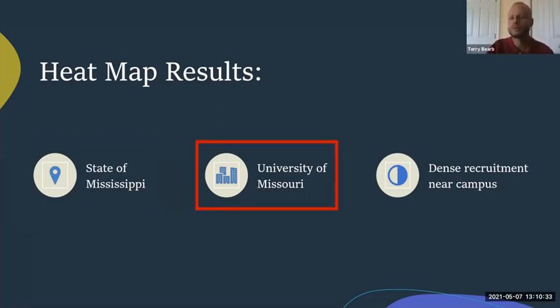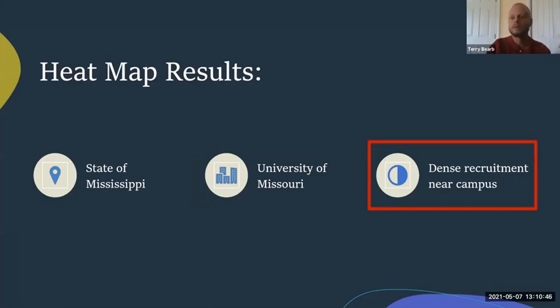For the University of Missouri, it was really the only one out of the 14 schools that focused their recruitment on metropolitan areas. The others seemed to focus more so on a single geographic area. And then we had half of the schools, so 7 out of 14, that had their dense recruitment occur near their campus location.